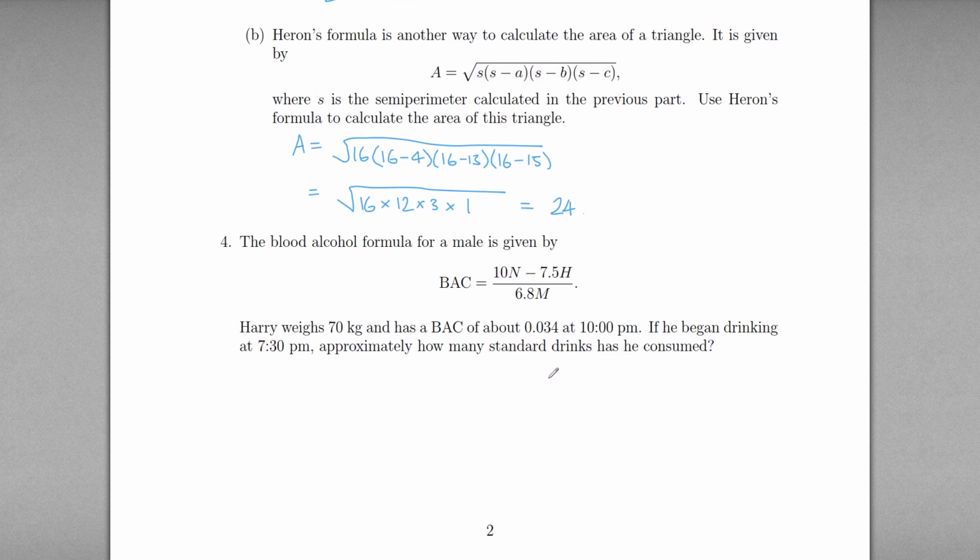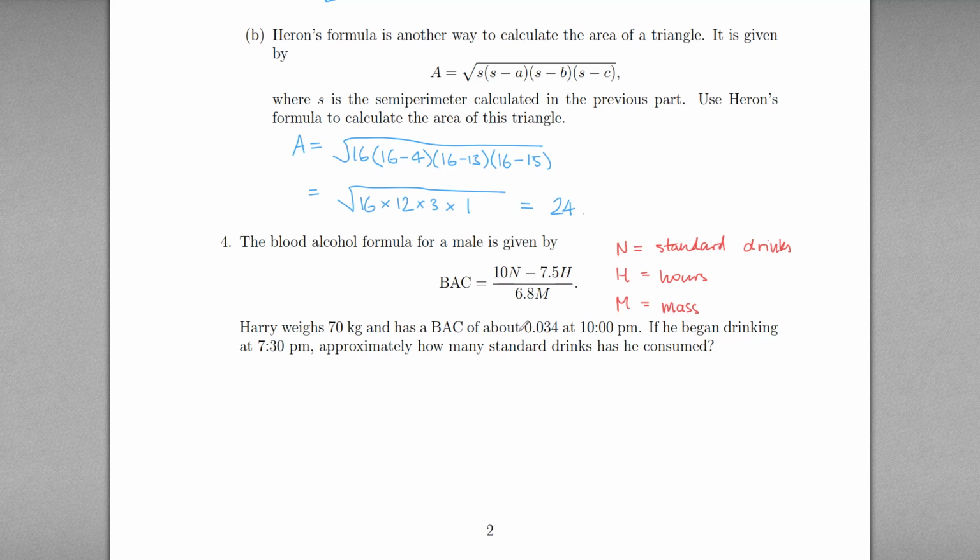Alright, blood alcohol. So I'm going to give you the formula, but I'm not going to tell you what each of these things is, so it's important that you still remember something about this. So here, N stands for number of standard drinks. H stands for the number of hours, and M stands for mass. So how heavy the person is.